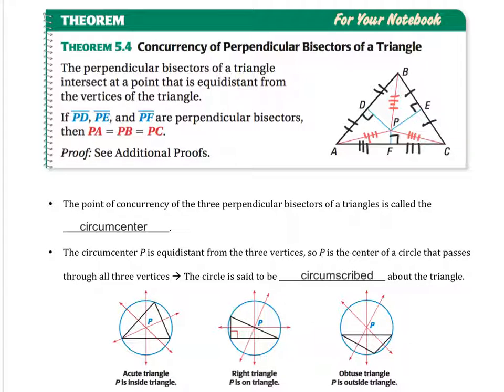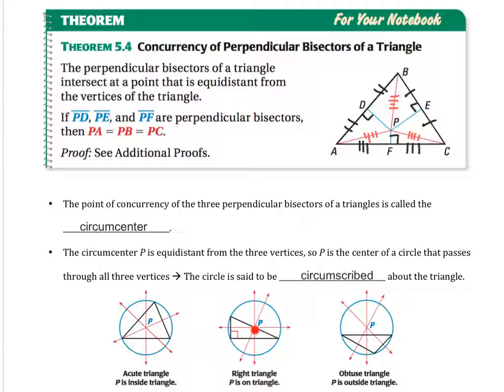So I give you three different examples here. The first one is an acute triangle in the first picture. So what we find here is point P, which is the circumcenter, which again is the point of concurrency of the three perpendicular bisectors. So we know that the circumcenter is equidistant to the vertices of the triangle. So drawing a circle around those vertices, making that distance the radii of the circle, we have this circle that is circumscribed around the triangle.